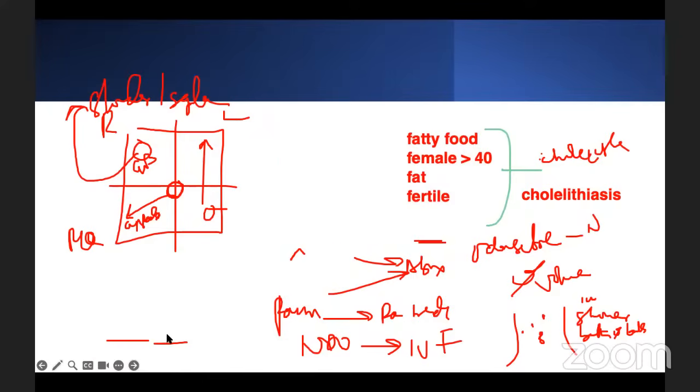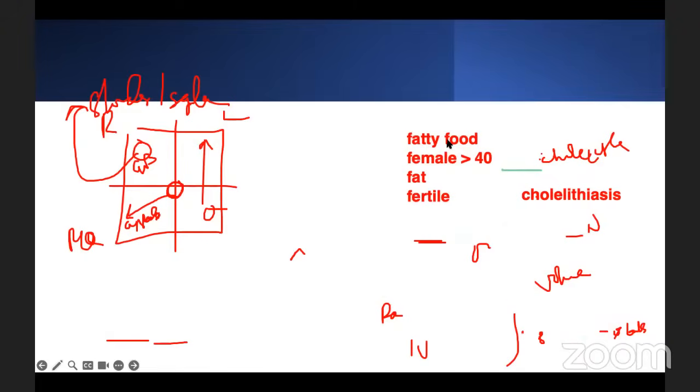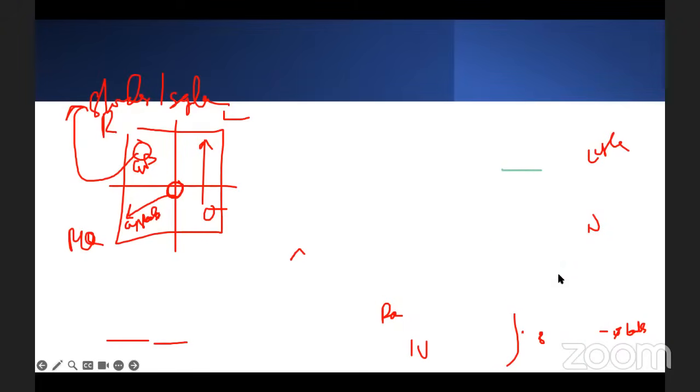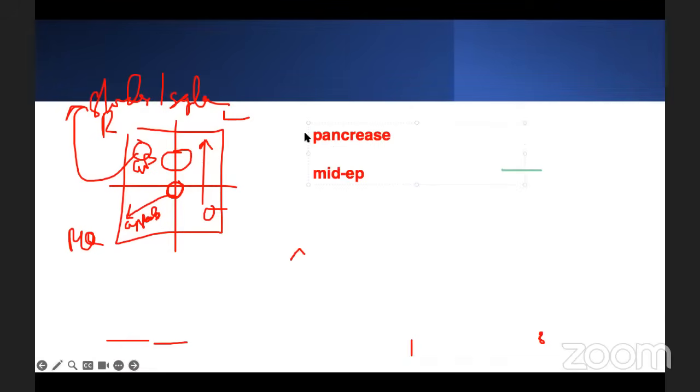Now, let's look at the other structures that we drew. I show you the pancreas is in the middle. So the pancreas is behind the stomach. It sits here. Location, pancreas. So where will your pain be? Mid-epigastric.